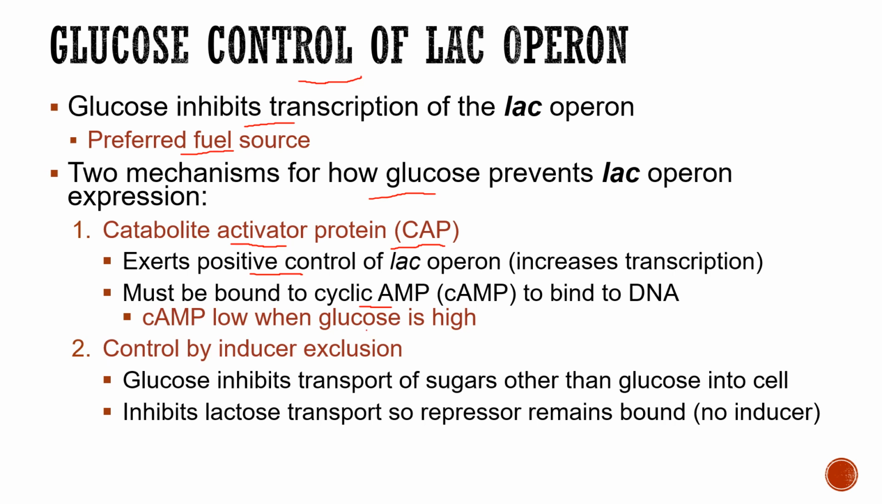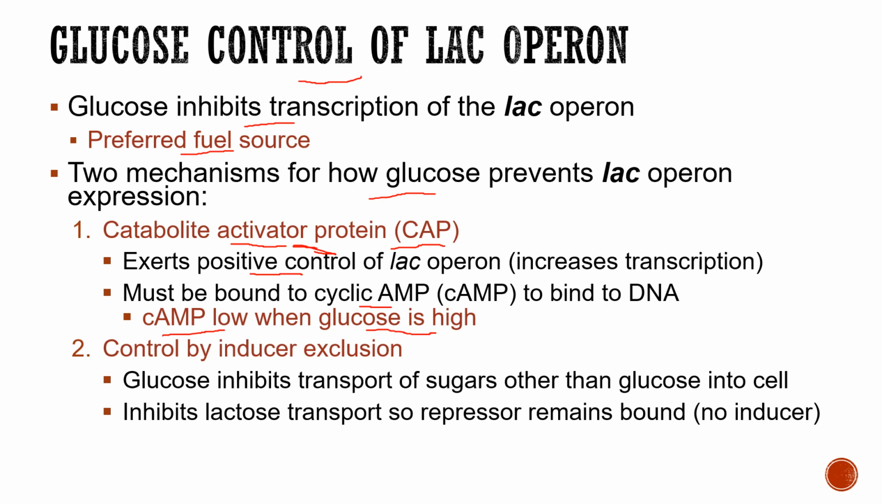Well, if glucose is high, if the cell has a lot of glucose, the way it knows that is it causes cyclic AMP levels to be low. And if cyclic AMP levels are low, then this activator protein won't attach because there's nothing there to activate it.